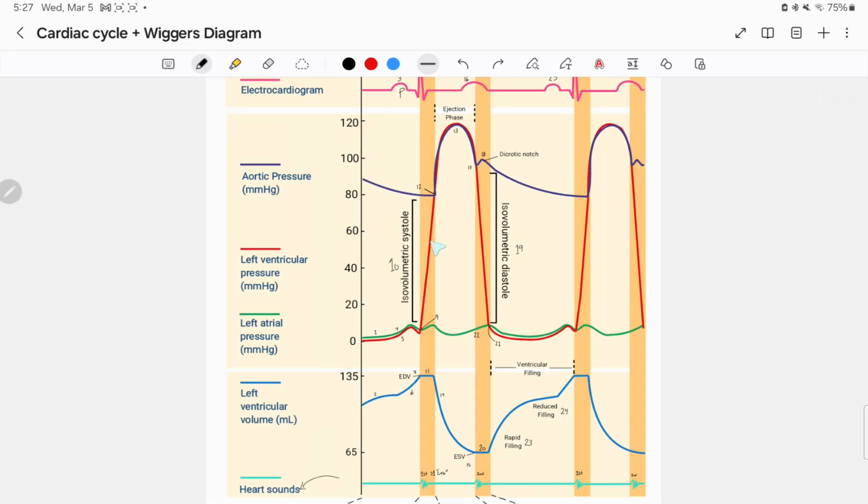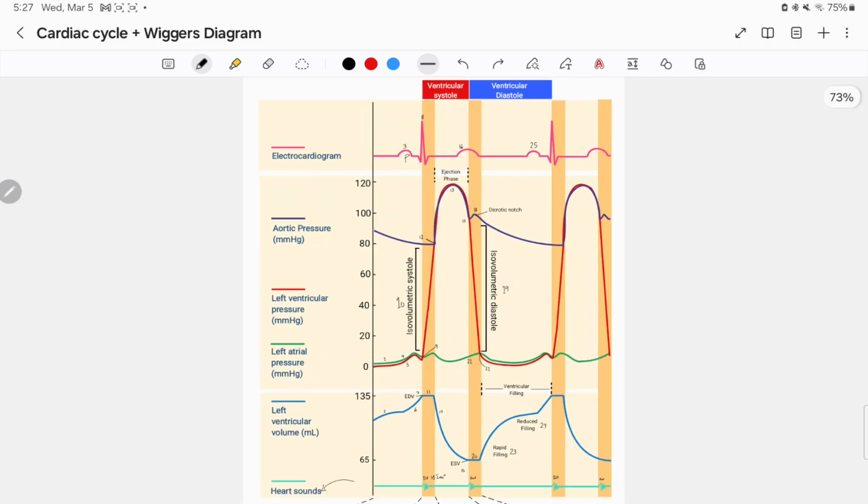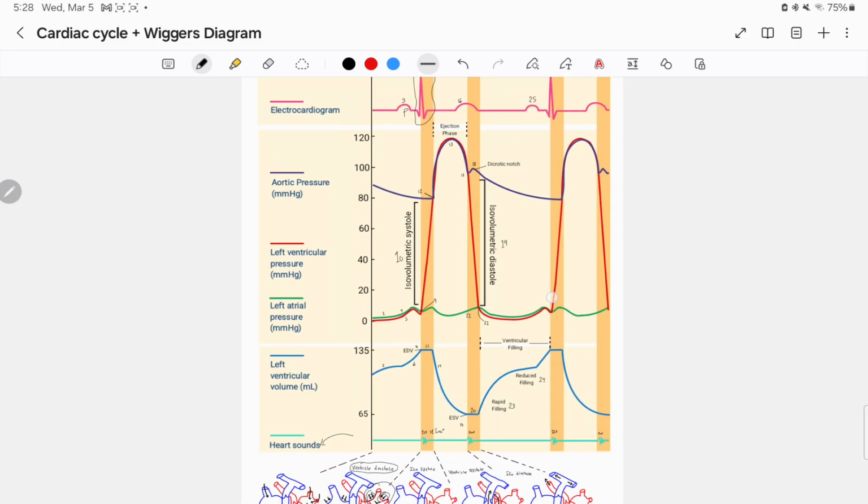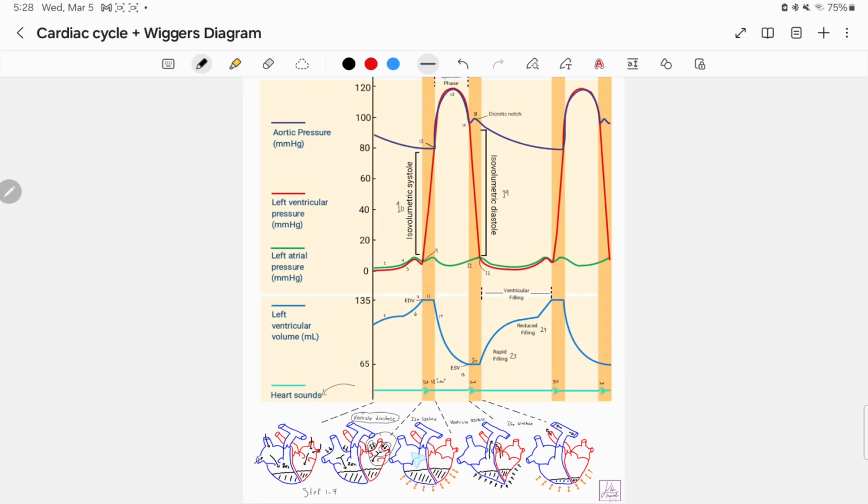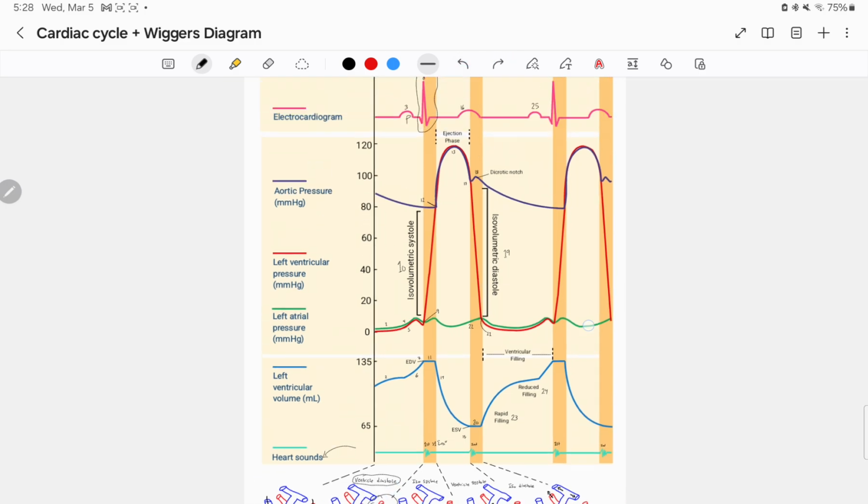Now, what does that look like on the Wiggers diagram? Well, remember, the ventricles are contracting, so they require a depolarization wave. That's why number 8 is the QRS complex. That is the start of the QRS complex, where the ventricles are depolarizing, and it's not shown here, but the atria are also repolarizing at this point. And you can see that in this diagram I drew. The atria are back to normal size. They're no longer contracted.